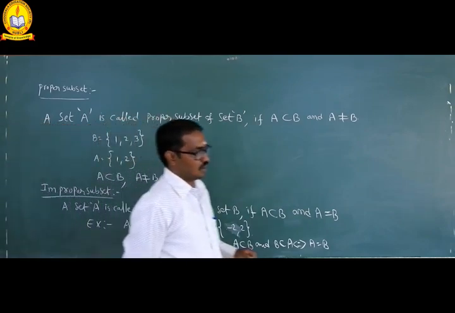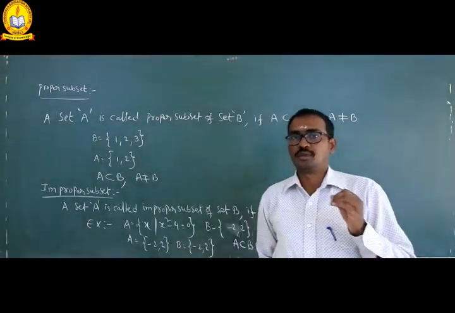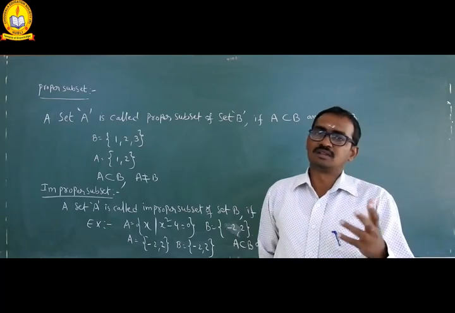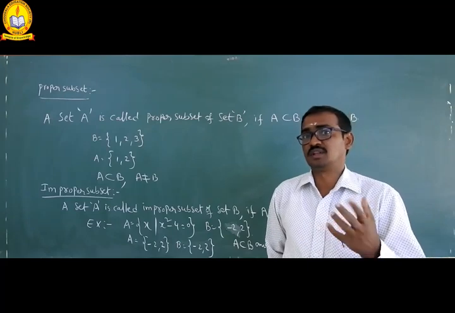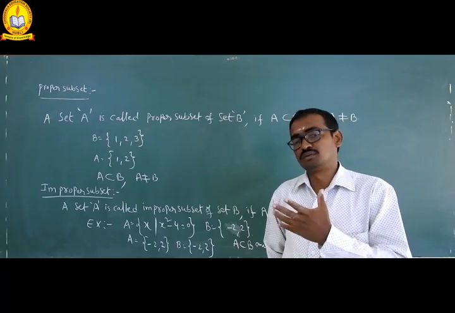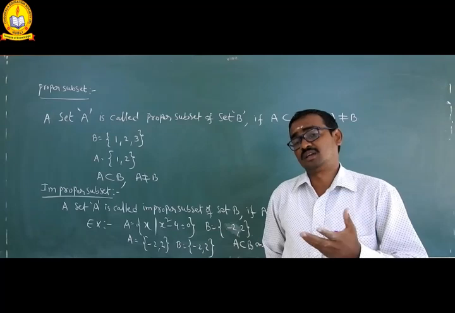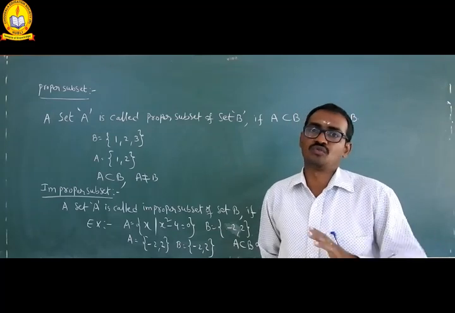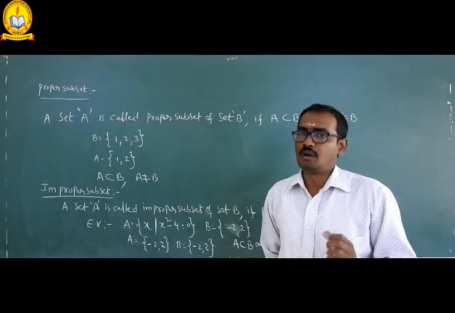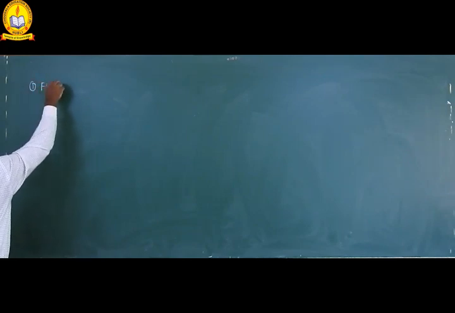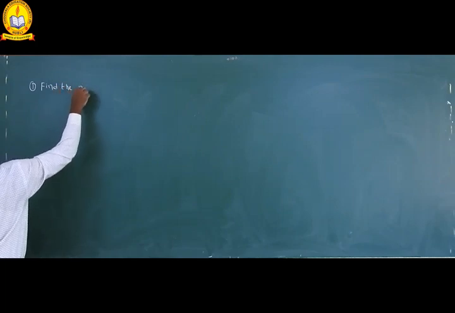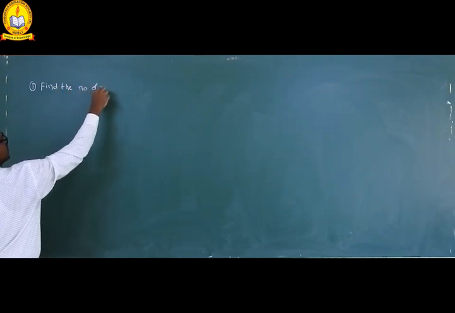Now I will explain how to find the subsets. They will give one set, for example, set A is equal to {1, 2}. How many subsets are there? What are the subsets for the set? For example, set A is equal to {1, 2, 3}. How many subsets are there for the set and what are the subsets? How to find that? I will explain now how to find subsets of a set. Next, how to find the number of subsets.